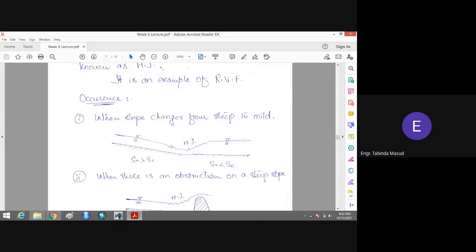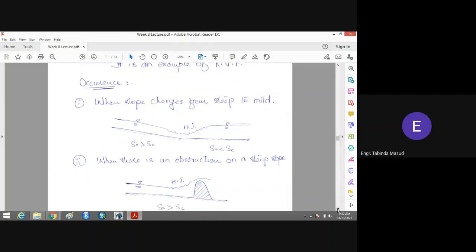So this is a very short distance where the hydraulic jump occurs. You can see that this is the depth of flow before hydraulic jump, which is small, and this is the depth of the flow just after hydraulic jump, which is high. So there is a rapid change in the depth of the flow. That's why we say that hydraulic jump is an example of the rapidly varied flow.